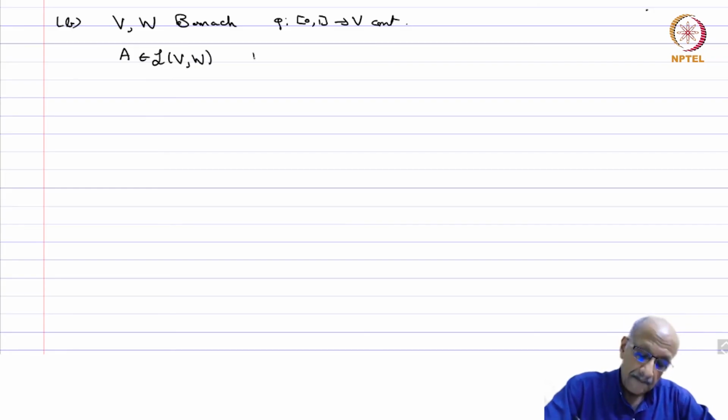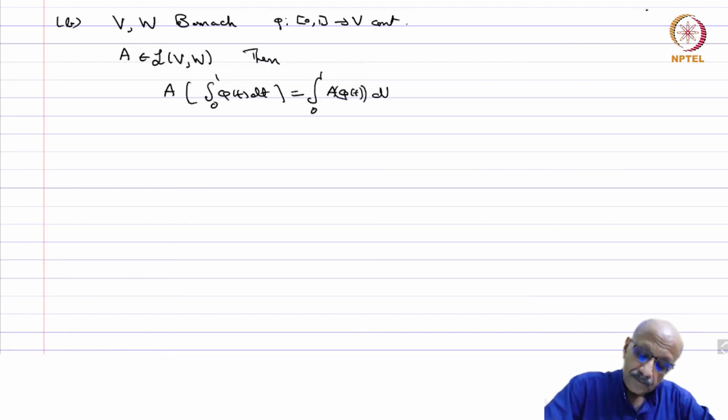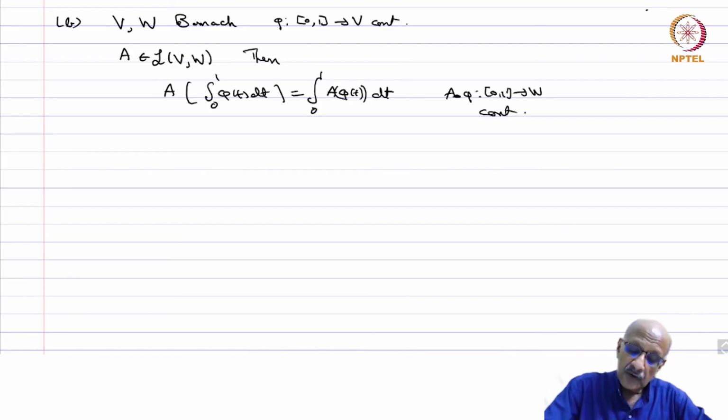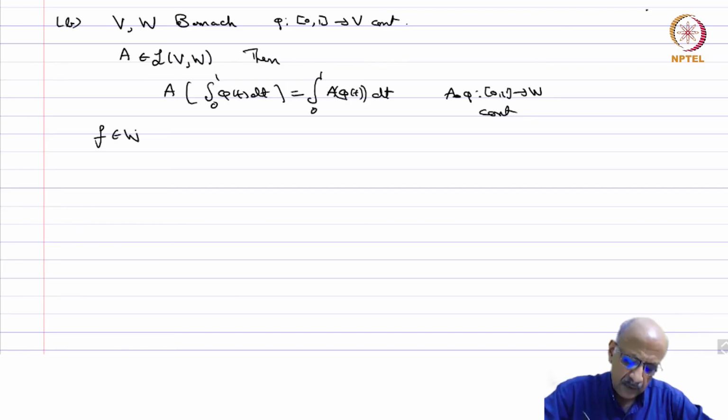Then A of integral 0 to 1 phi t dt is equal to integral 0 to 1 A of phi t dt. So A composed with phi maps 0 1 to W and is continuous. So the left hand side makes sense, the right hand side also makes sense. This is a vector, so I can apply A, and so we see that A has to go through the integral. Okay, so now let us take any f in W star.